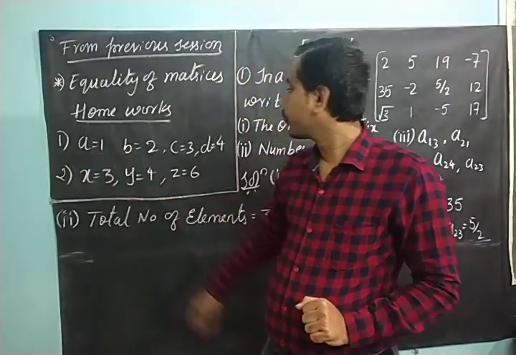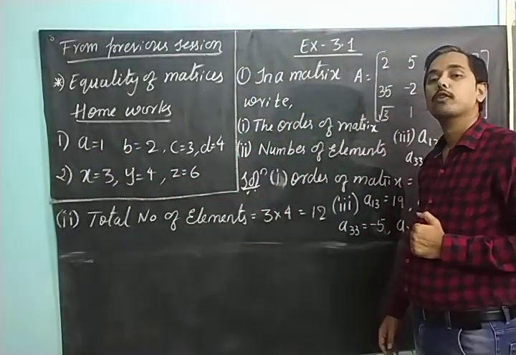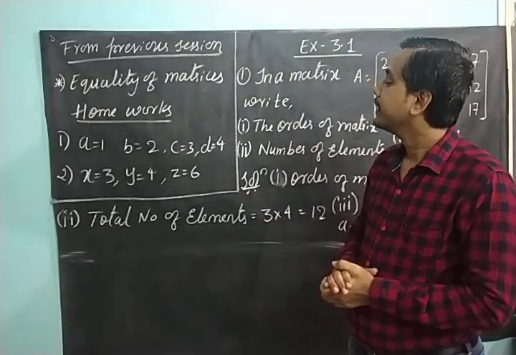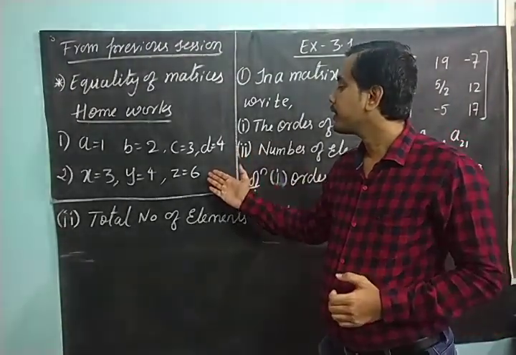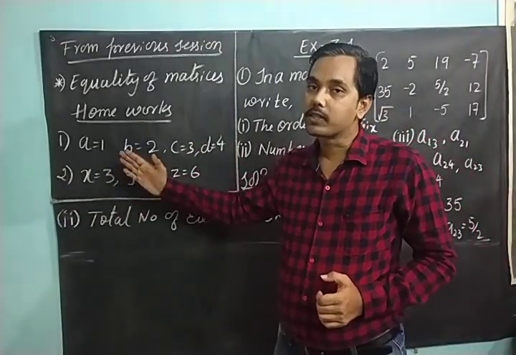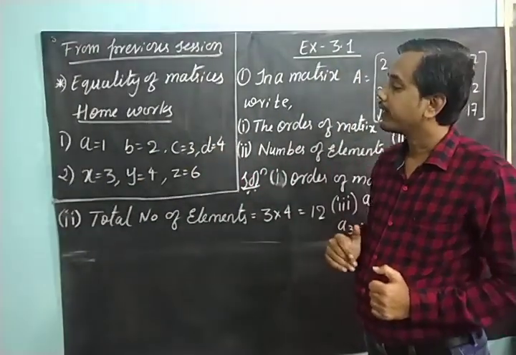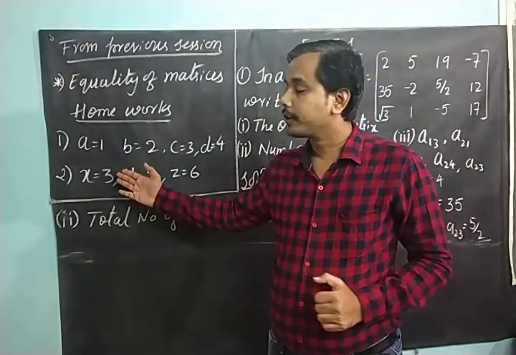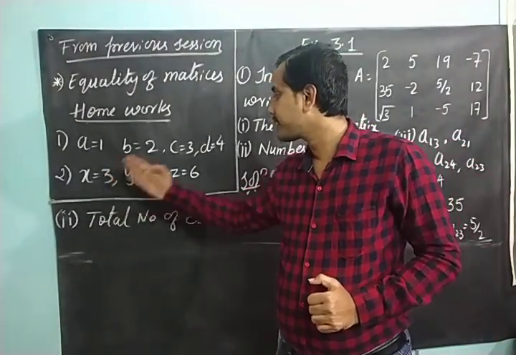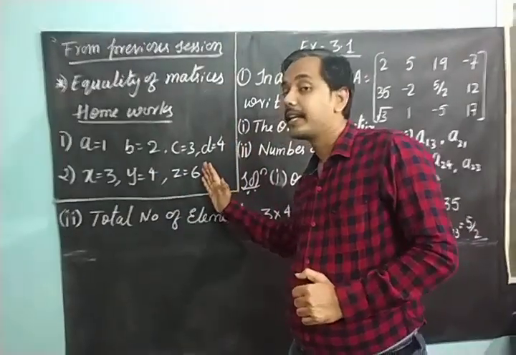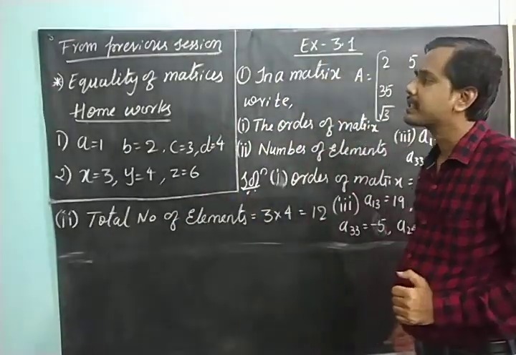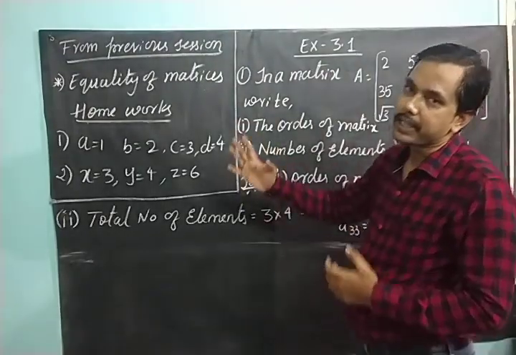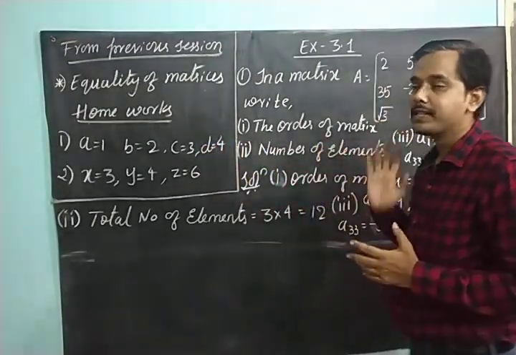The value of A is 1, B is 2, C is 3 and D is 4. In the same way, in the second question, you were asked to find the values of X, Y and Z. On solving, you get X as 3, Y as 4 and Z as 6. These were the things we discussed in the previous session. So with this basic knowledge, we will start today's session.